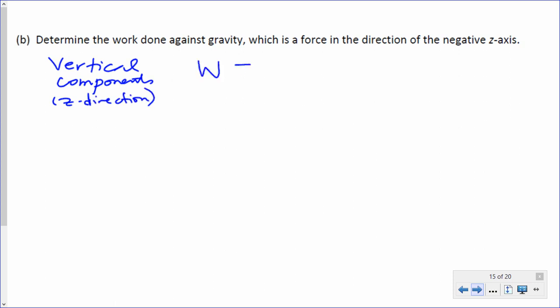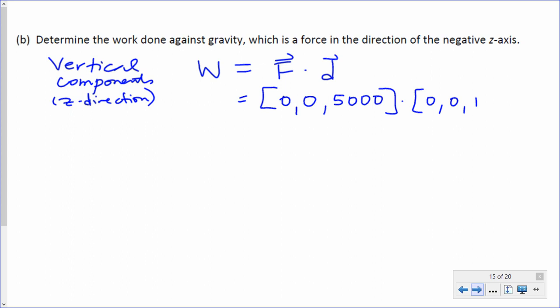Okay. So I want to do the work for just the vertical components, right? Force dotted with displacement. It's 0, 0, 5,000, dotted with 0, 0, 12. Oh man, sorry.